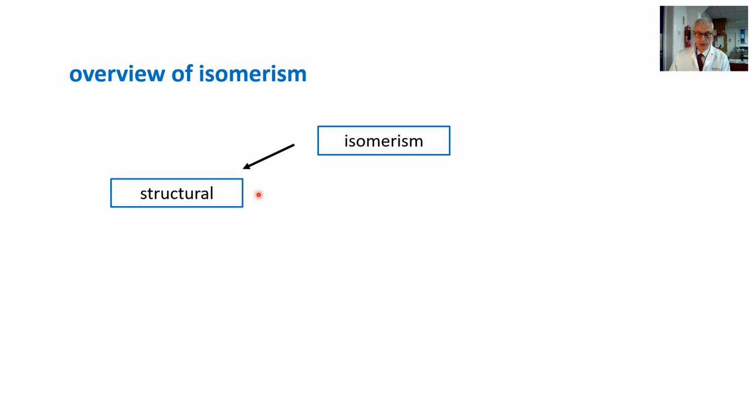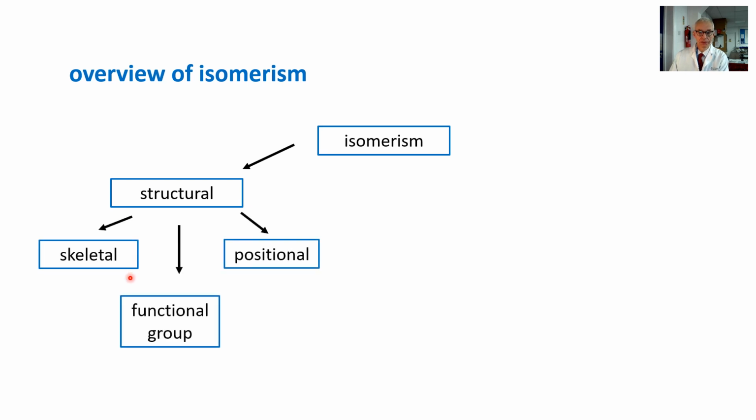Okay, so there are 3 types. Skeletal. So for instance, simplest example, butane and methyl propane, different carbon skeletons. We might have functional group isomerism, for instance, aldehydes and ketones, propanol and propanone. And we might have positional, propan-1-ol, propan-2-ol. So structural isomerism is characterized by the same molecular formula but different structural formulas.